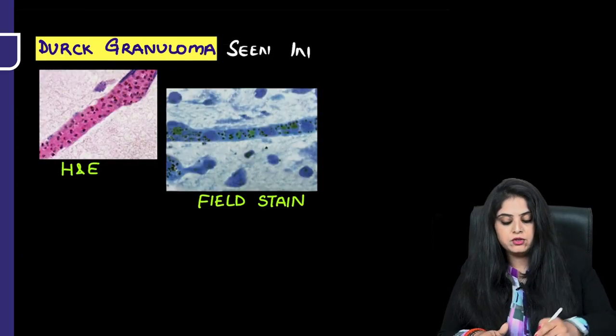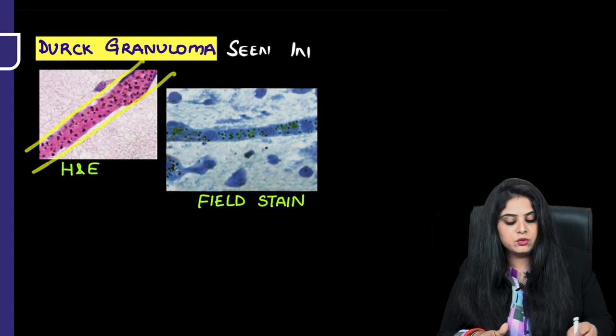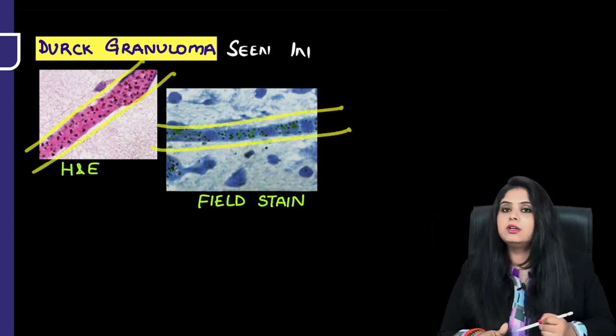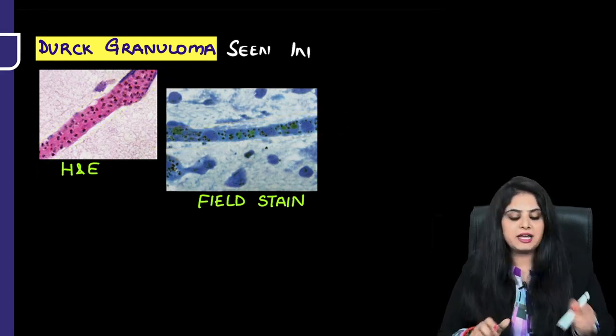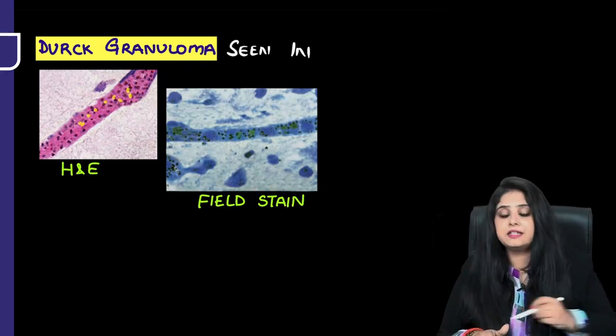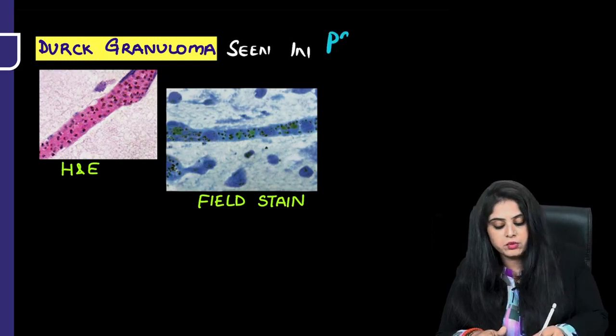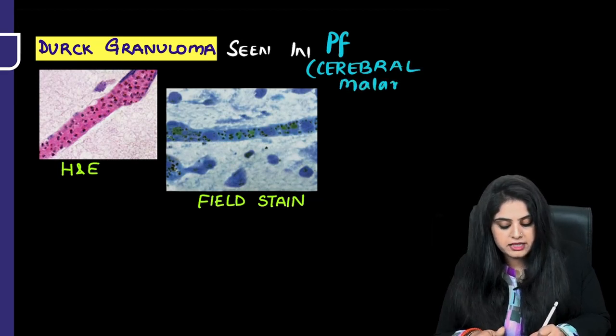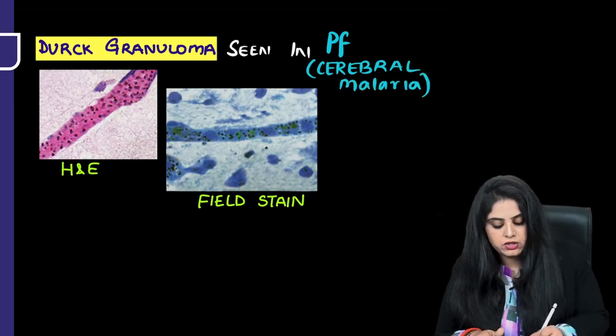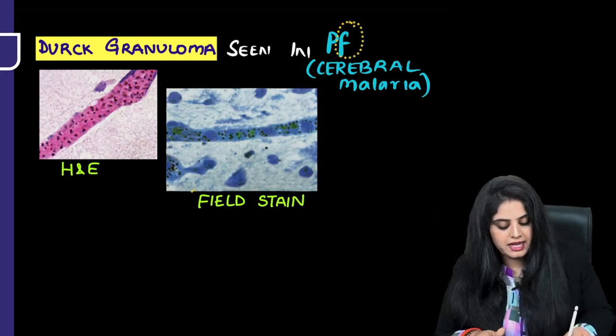Coming to the last granuloma that you have, where you can see two granulomas which are something like this. Can you all see two parallel lines? And what are these parallel lines? They have dots inside it. This is the dotted Dirk granuloma, which you see with Plasmodium falciparum. Plasmodium falciparum means which malaria? Cerebral malaria.